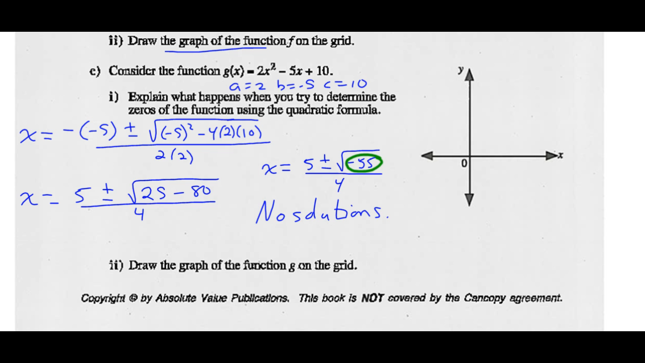What does it mean for the graph? If I was drawing the graph of this function, it means the graph's going to approach the x-axis, but it's never going to touch it. I know the y-intercept should be 10, and I know the graph opens up. So the graph's going to approach the x-axis, but never touch it. So there are no real roots. There are no solutions because I've got a negative sign underneath the radical sign. This function never crosses or touches the x-axis, so there are no solutions. That's what it looks like on the quadratic equation if I've got a negative sign inside the radical.